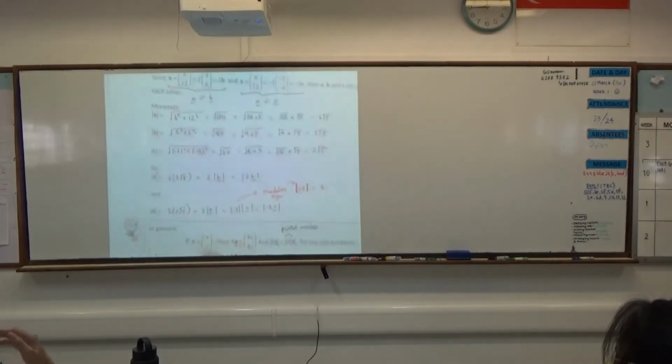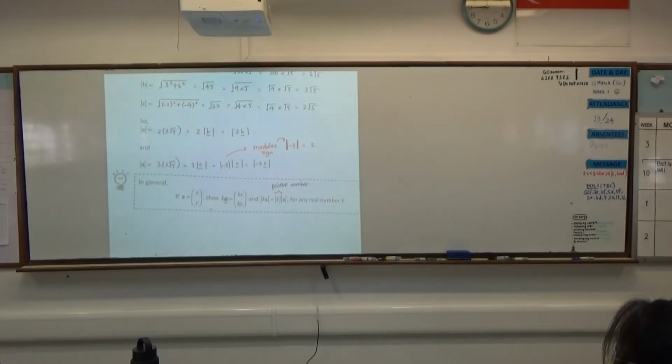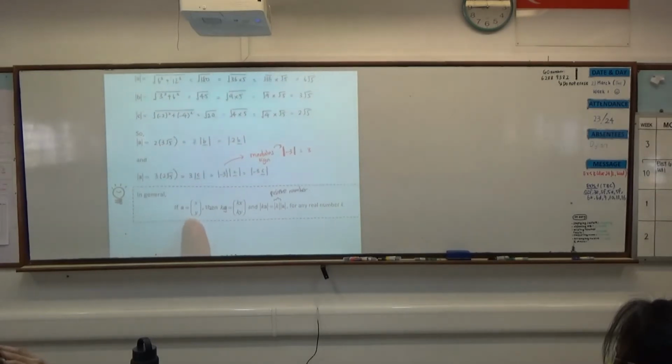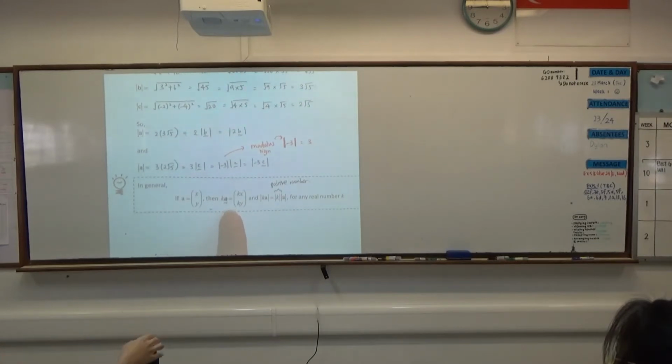Then after that, yesterday I also introduced to you that if I have a vector A and a scalar multiple of A expressed in this manner, the magnitude of kA itself equals the modulus of k times the magnitude of A.